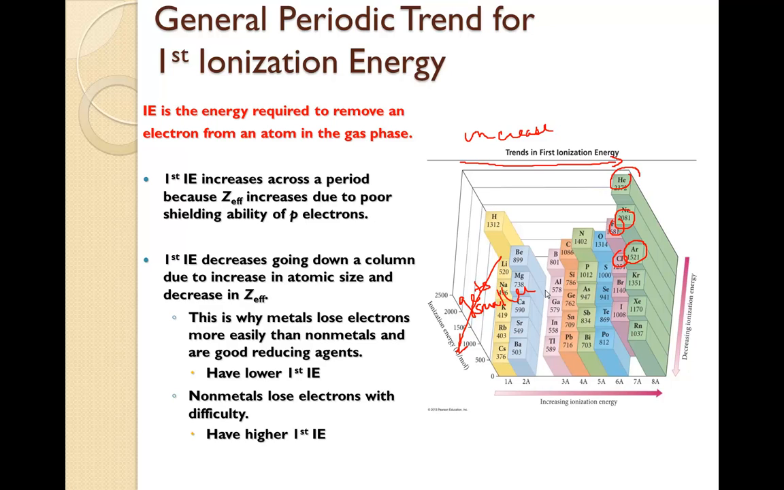This is why metals lose electrons more easily than nonmetals and are good reducing agents, because they have the lower first ionization energy. When we're referring to the first ionization energy, the first is referring to the first electron lost, the amount of energy it takes to remove the first electron. Nonmetals lose electrons with difficulty, which is why they have really high first ionization energies.